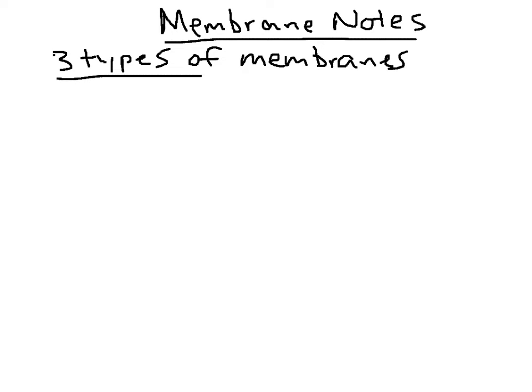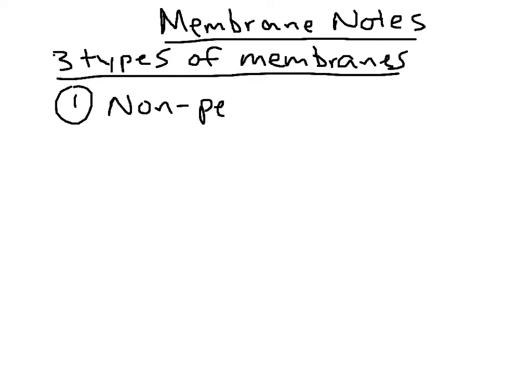I can identify three types of membranes. We're going to list those out. We're just going to do the characteristics of them as we work through this. Three types of membranes. The first type is a non-permeable membrane. Permeable, that's an R. Sorry about that. Membrane.